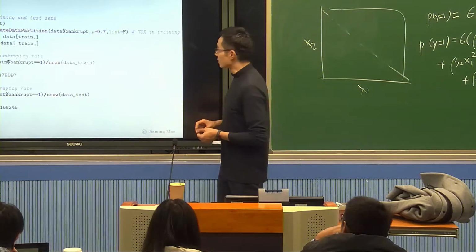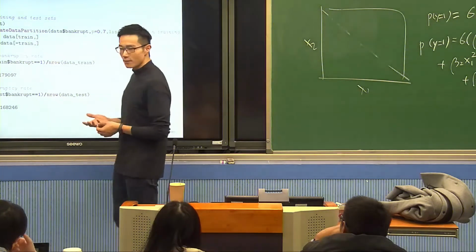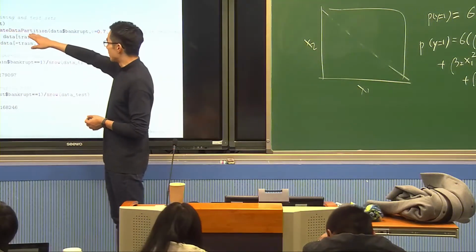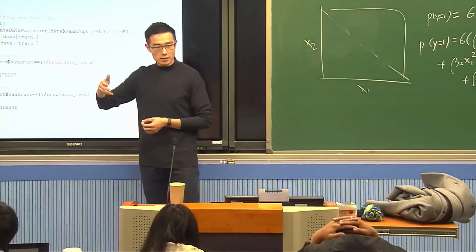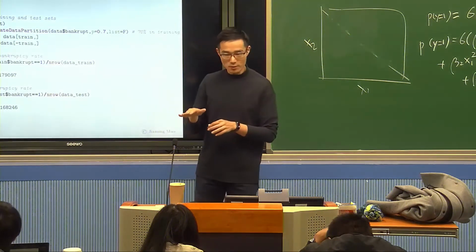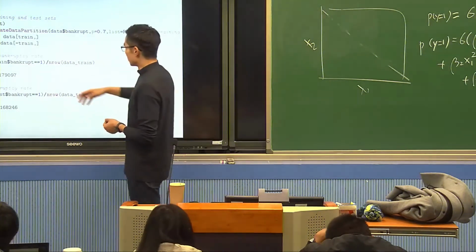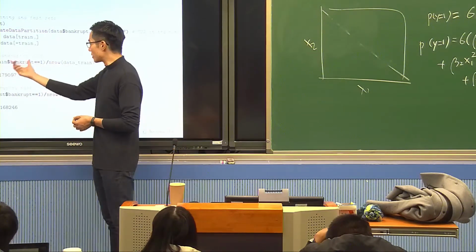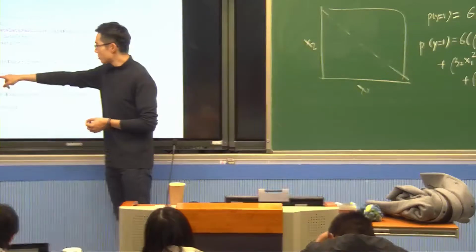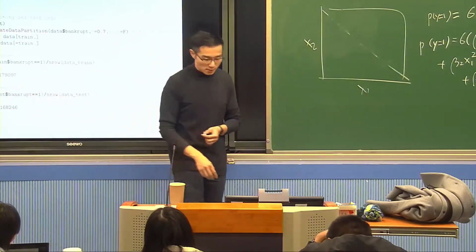So in R, there's a very nice command for you to do that. From the caret package, you can use createDataPartition, which will automatically guarantee that the random sampling result is also balanced with respect to y equal to 1. So here we test it. What is the number of bankruptcies in the training data? How much is in the test data? It's all 7%. Okay, so that's very balanced.